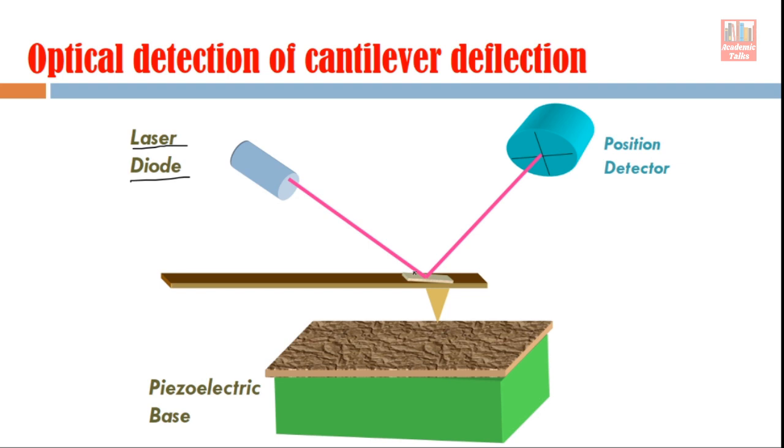But you see here there is a small coating on the back of this cantilever. You can see this coating, this is gold coating. The purpose of this gold coating is to improve the reflectivity, so that most of the laser light which falls here is reflected towards the detector.